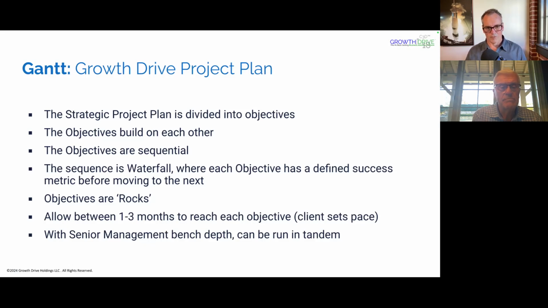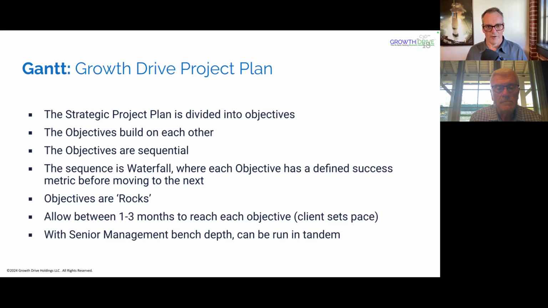Okay, so some background. The strategic growth project plan is divided into objectives, OKRs, right? The objectives build on each other. They are sequential. And the sequence is a waterfall. When we just discussed this, right? There's a defined success metric before we move to the next one. By making sure we've hit the KPI, or that we can prove the key result has been attained before we move forward, we ensure that we're building strength in the plan. Remember, the first dimension, for example, is the launch pad for growth, and the dimension to which we always look back and say, let's make sure we remain strong.